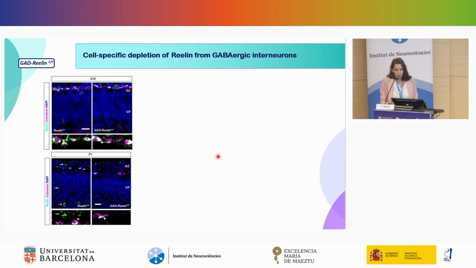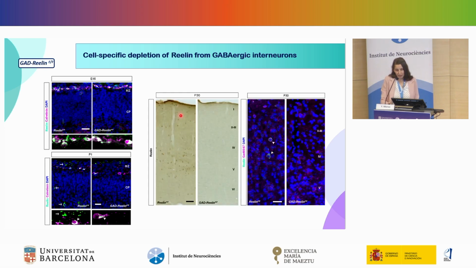Next, when we characterized the GABAergic interneuron model, we observed, as expected, that Reelin was expressed by Cajal-Retzius cells in the marginal zone at early developmental stages. However, at later stages, when the main source of Reelin are GABAergic interneurons, Reelin was virtually absent from the cortex.